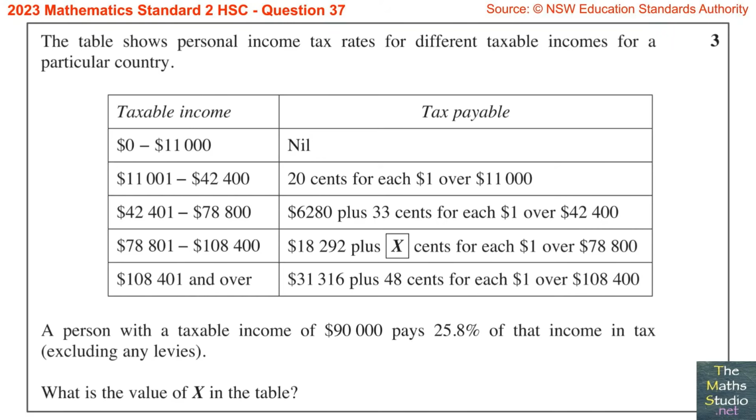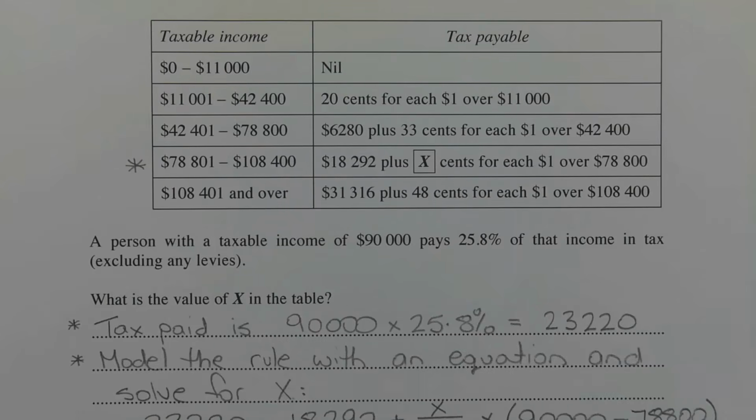Question 37. The table shows personal income tax rates for different taxable incomes for a particular country. A person with a taxable income of $90,000 pays 25.8% of that income in tax, excluding any levies. What is the value of X in the table? My first calculation is to work out the tax paid on this taxable income of $90,000.